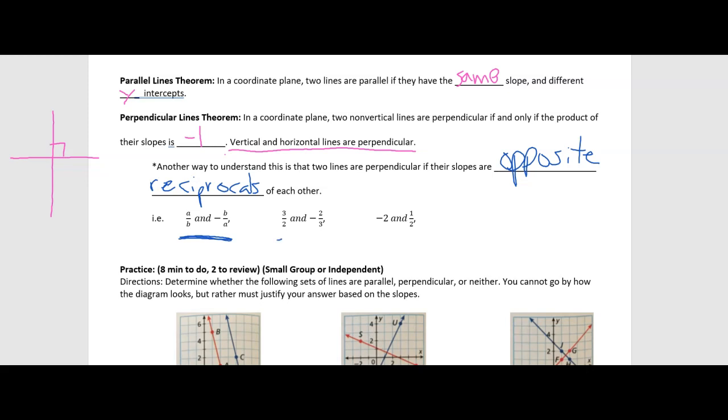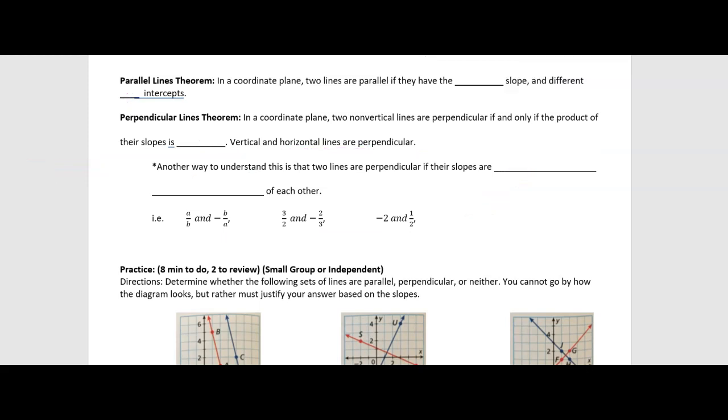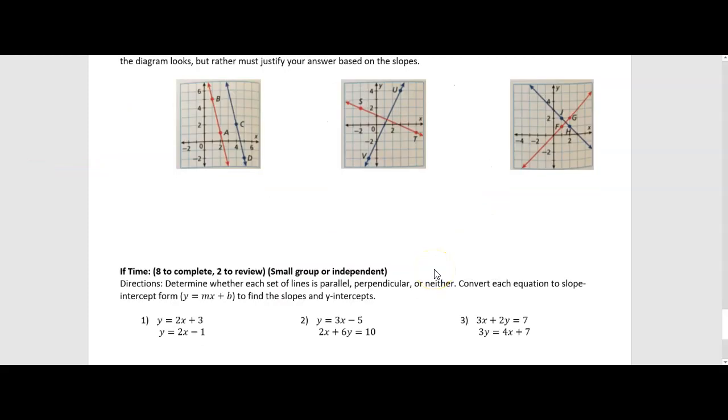So if we come over to the second example, 3/2, the opposite reciprocal of 3/2 would be -2/3. If you come over to this last example, it's a little different because we just have a whole number. But remember that you can rewrite -2 as -2/1. And then if you flip 2/1, you get 1/2. And if you take the opposite sign of a negative sign, you're going to get a positive sign. So that becomes +1/2.